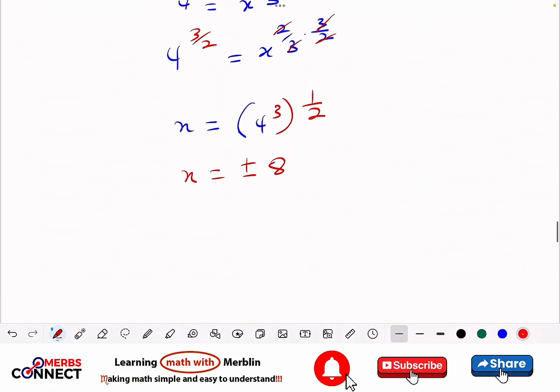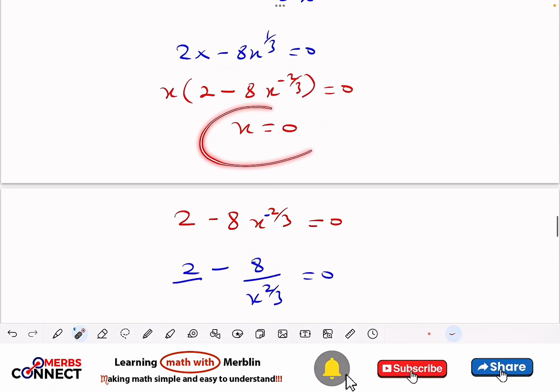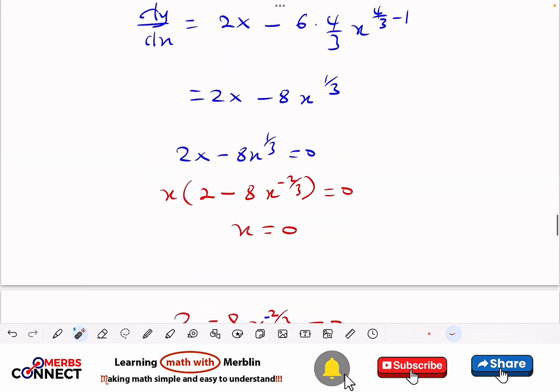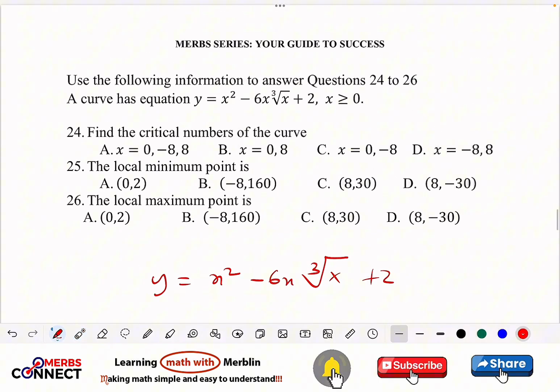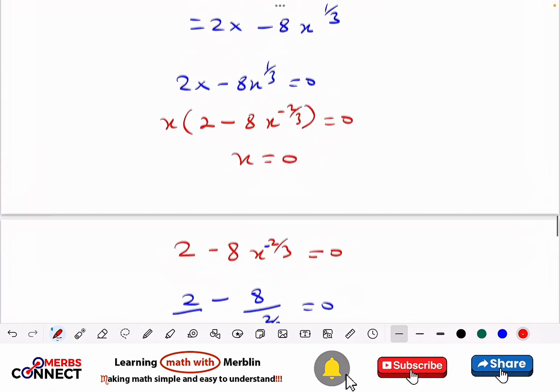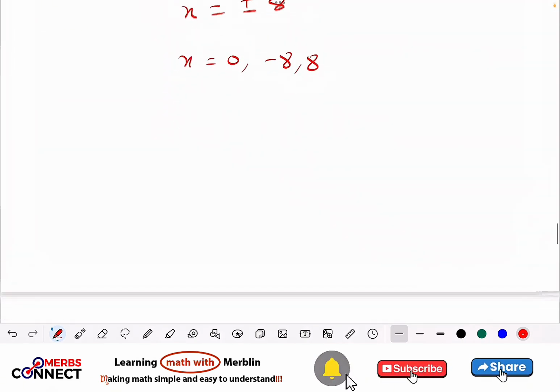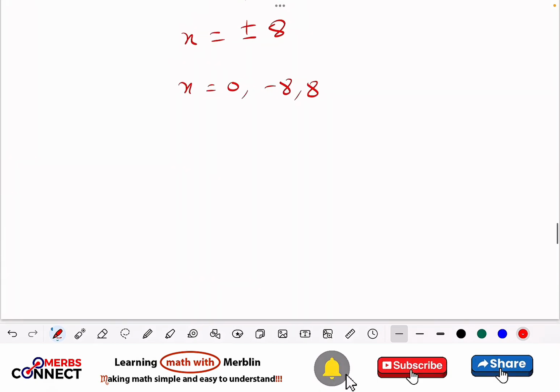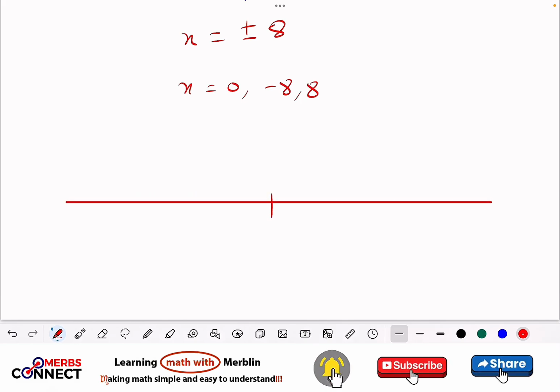So the critical values are x is equal to 0, minus 8, and 8. We had 0 here, and this one is giving us plus or minus 8. So those will be the critical values. Now we want to look at local minimum and then local maximum. We know how to do that, right? For local minimum and maximum, we need to put this on a number line. So we have our 0 here, we have our minus 8 here, and we have 8 here.